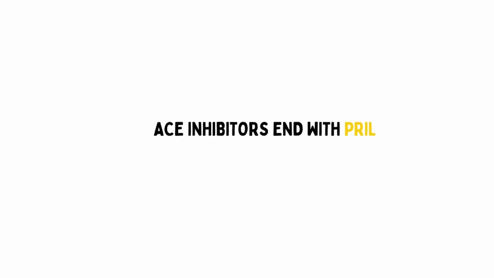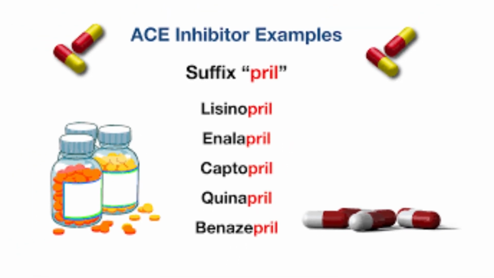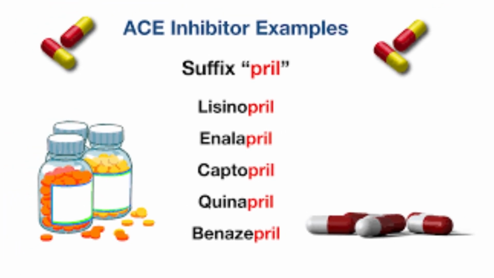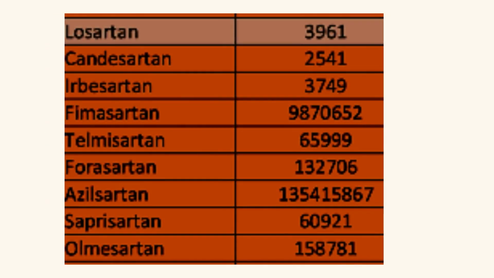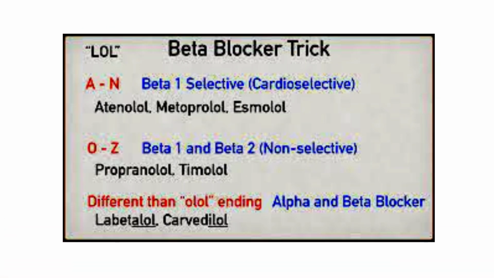Now the bonus tip for remembering the different classes of drugs: ACE inhibitors end with a common ending, pril. So any drug ending with pril will be an ACE inhibitor, like lisinopril, captopril, enalapril and so on. Any drug ending with sartan, like losartan, candesartan, valsartan, will be an angiotensin receptor blocker. Any drug ending with olol, like metoprolol, bisoprolol, carvedilol, will be a beta blocker.